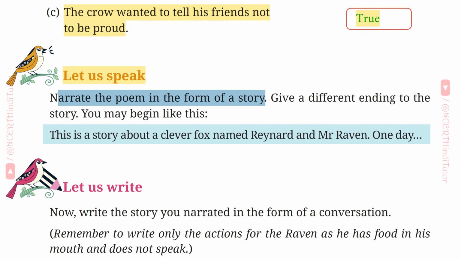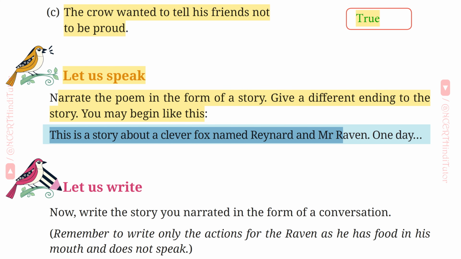Let us speak. Narrate the poem in the form of a story. Give a different ending to the story. You may begin like this: This is a story about a clever fox named Renard and Mr. Raven. One day, answer.